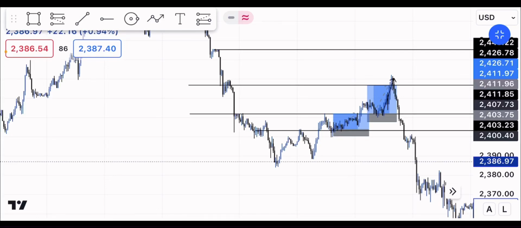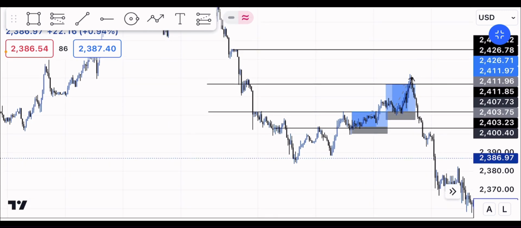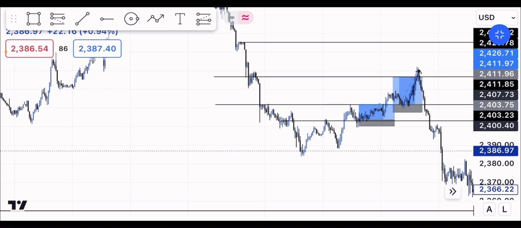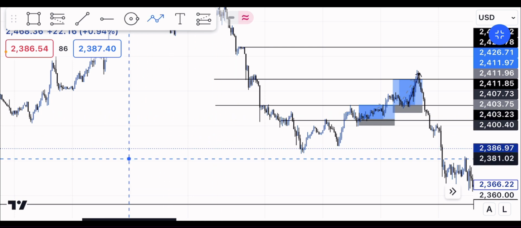Yo guys, so today we'll be talking about break and retest and how that strategy works in the market. Break and retest all means is for the market to break a particular zone, either a resistance or a support zone, then come back to retest that zone and move in its direction, so we call it break and retest.